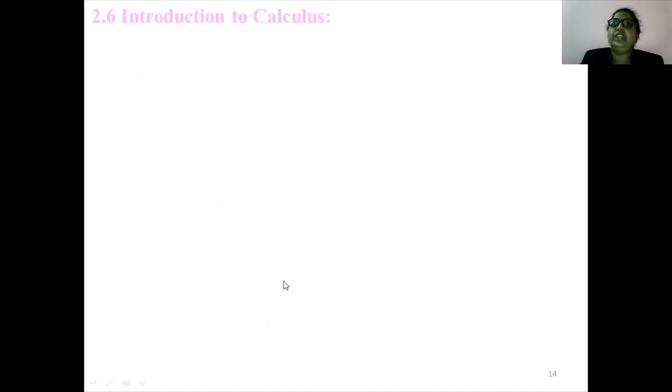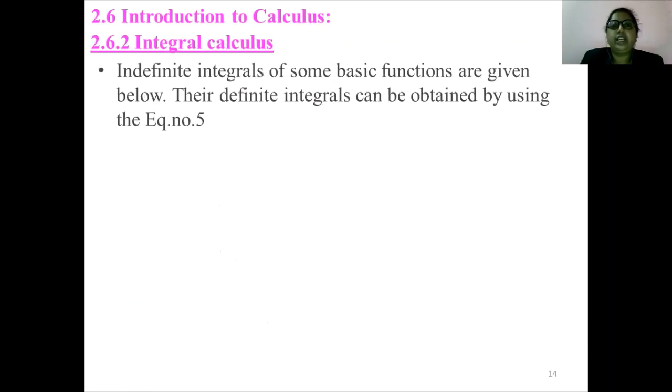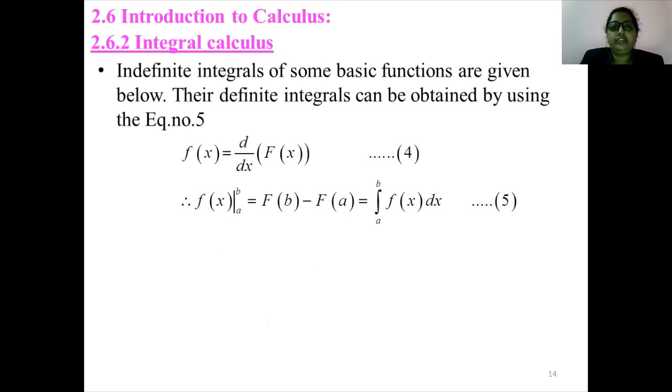The definite integrals of some basic functions can be obtained by using this equation: integration from a to b of f of x dx will be equal to F of b minus F of a. From this, the first one is integration of x raised to n dx is equal to x raised to n plus 1 upon n plus 1.